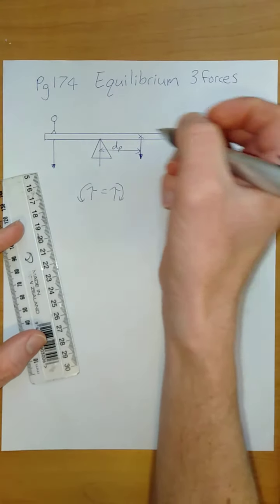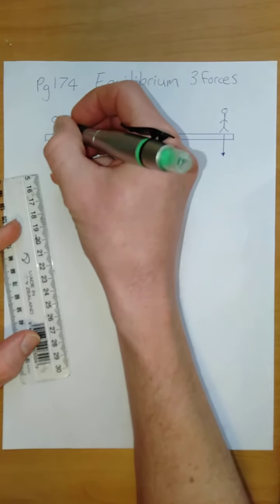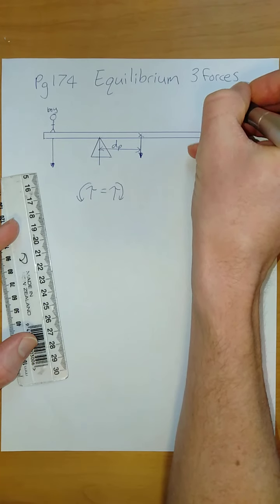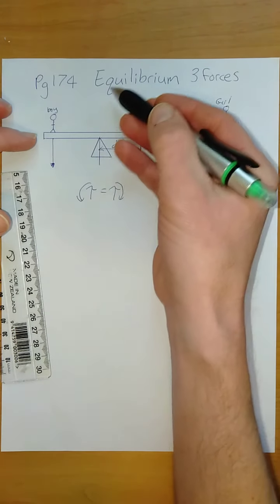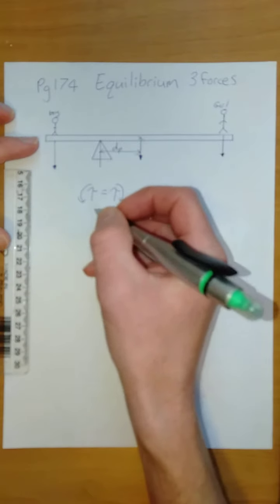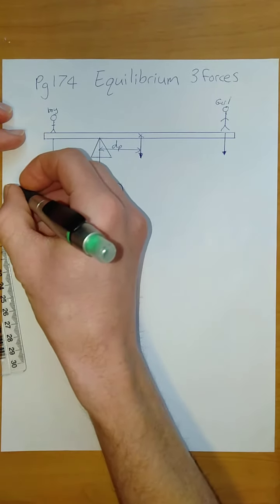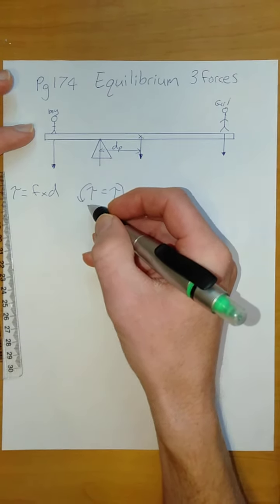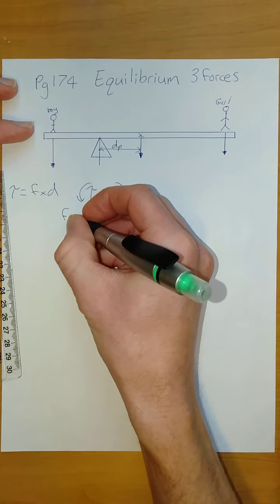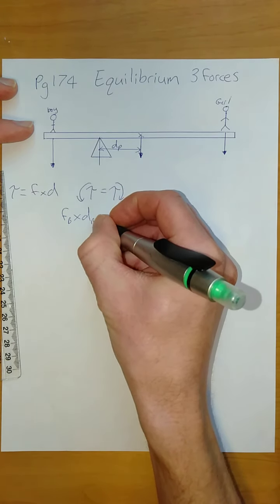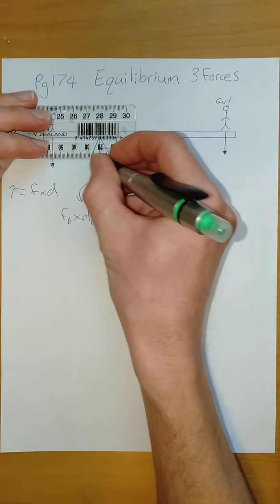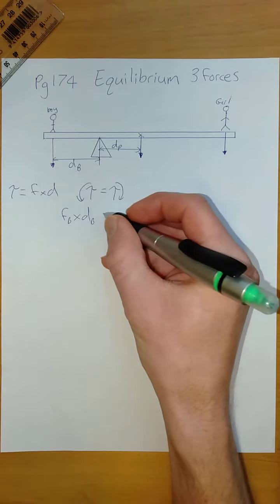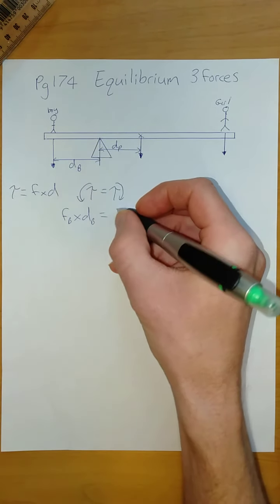We'll call this one boy, and this one girl. All right, so we've got the anti-clockwise torques here generated by the boy. So same as what we did last time, where torque is equal to force times distance. So we've got force of boy times distance to boy. The distance to the boy will be measured from there to there. So that's distance of boy is going to be equal to the torque.